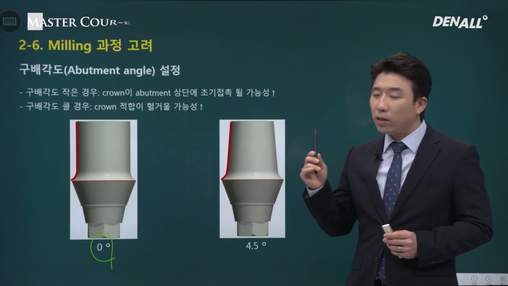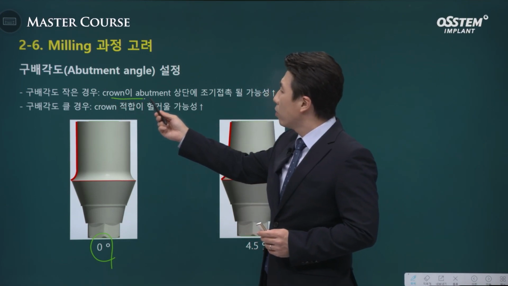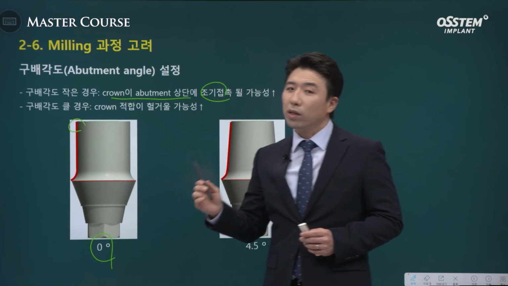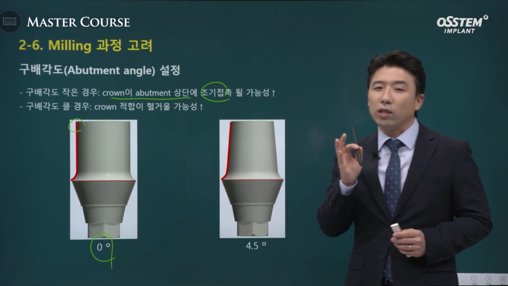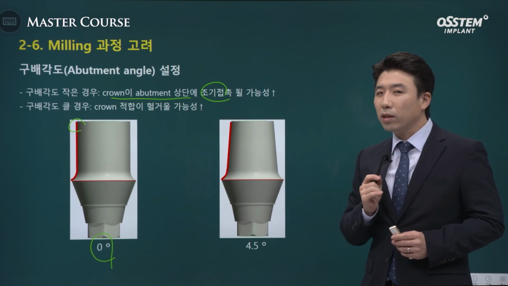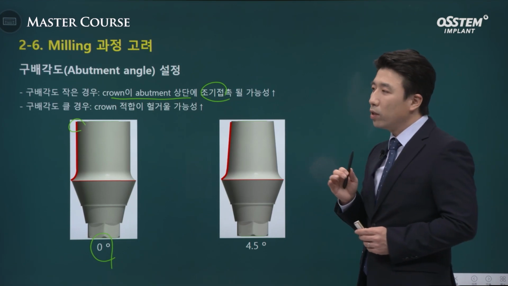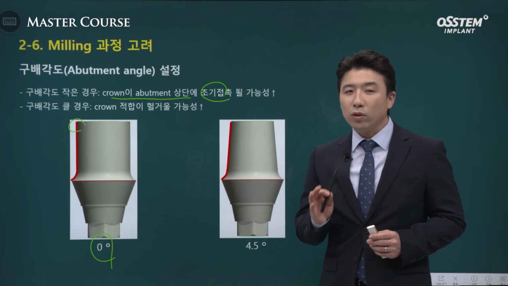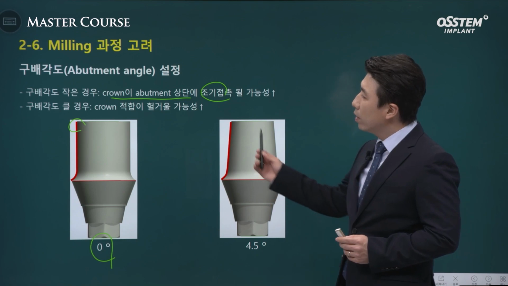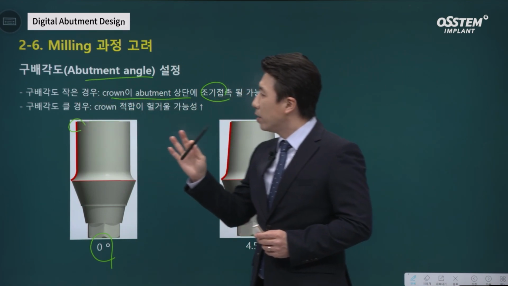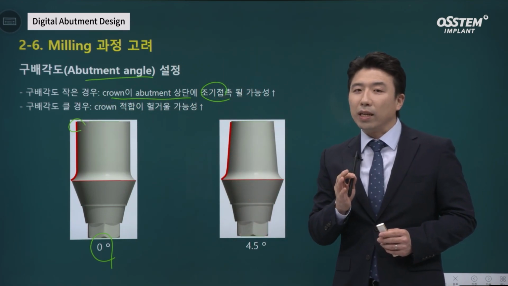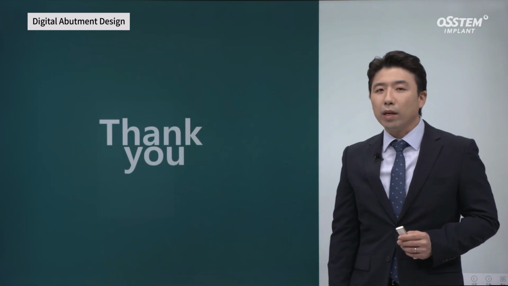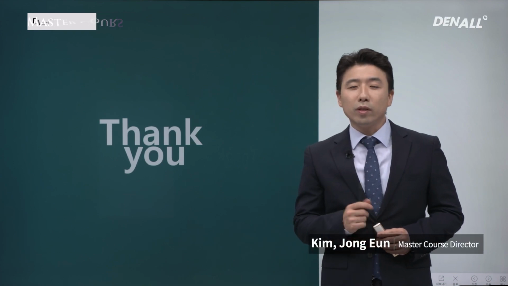The issue with 0 degrees is that the crown hits the top part of the abutment, so it does not go in here. Even with the slightest error, it does not go in, so there's significant risk with 0 degrees. No matter how much retention you want to achieve, 0 degrees may not be a good option. I've talked about how the abutment angle itself can play an important role in retention. Please remember this. Today I've talked about abutment design.